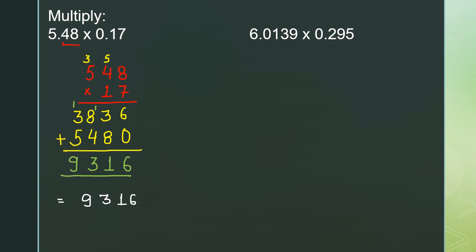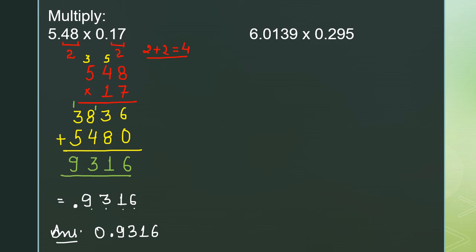So the number of digits after decimal in the multiplicand are 2 and in the multiplier are also 2. So 2 plus 2 will be 4. That means in the product we have to count 4 digits from the right side. So 1, 2, 3 and 4, and then put decimal before 9. So the answer is 0.9316.